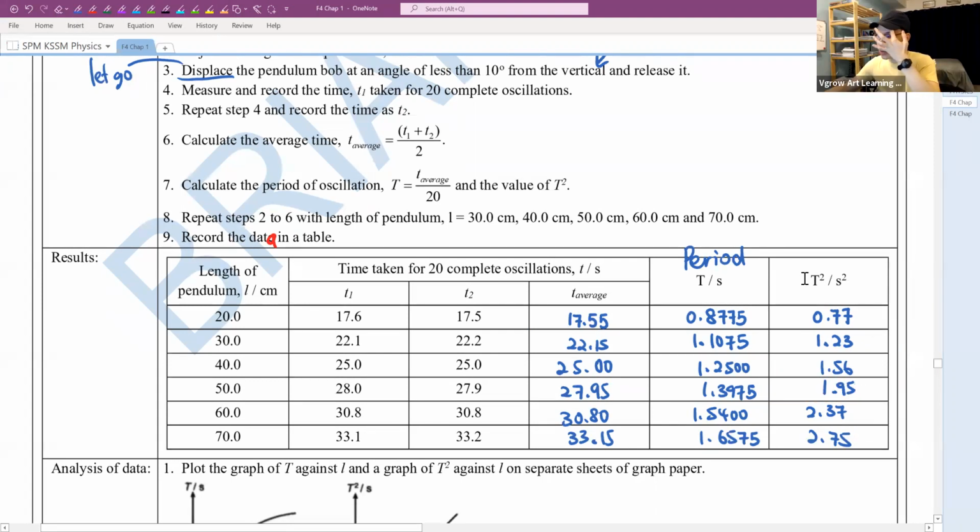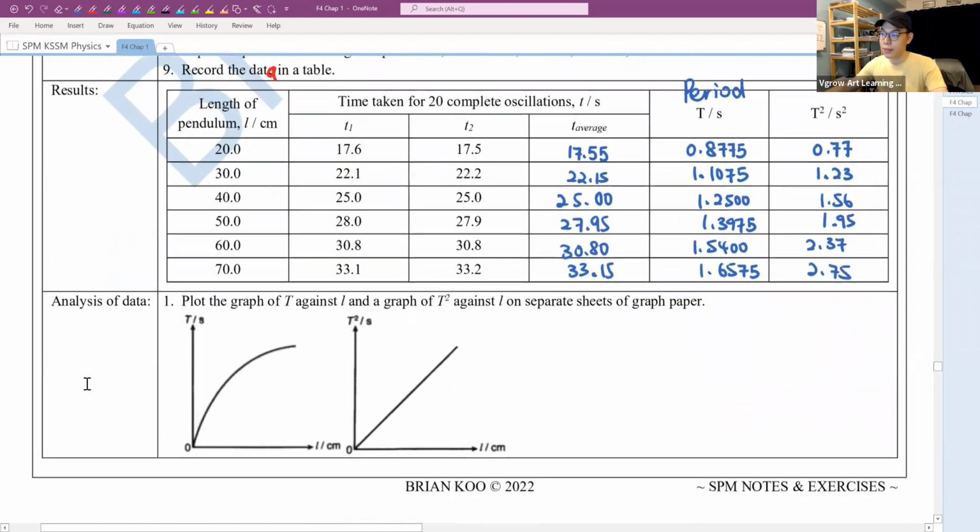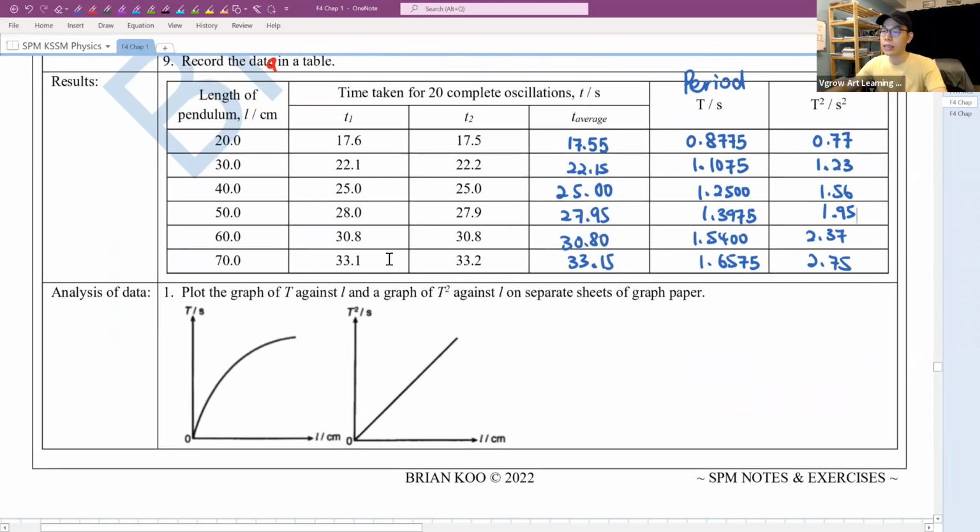So one thing we know now, I will standardize all the decimal points. If I use 4, then all 4. Later, I'll show you why we want to put 2 decimals, because in the next part on analyzing the data, they ask us to plot the graph of t against L and the graph of t squared against L on a separate sheet of graph paper. I've shown you how it will look if I draw t against L, but t squared against L will look like a straight line.